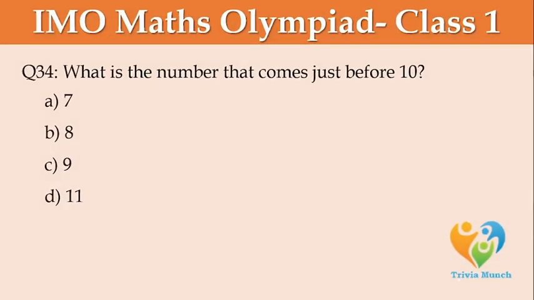What is the number that comes just before 10? Option A, 7. Option B, 8. Option C, 9. Option D, 11.